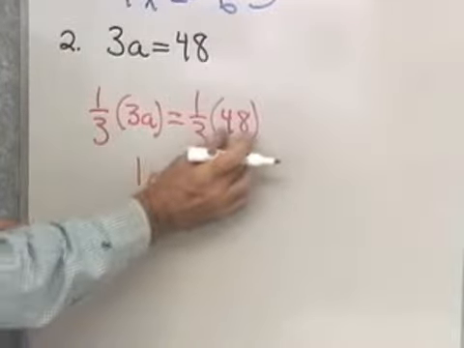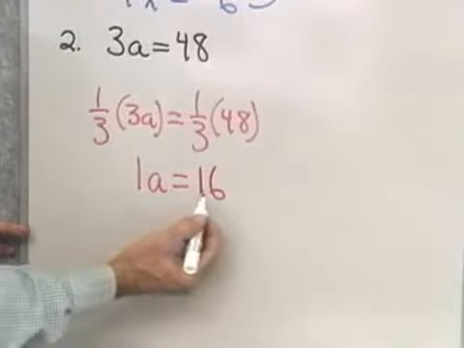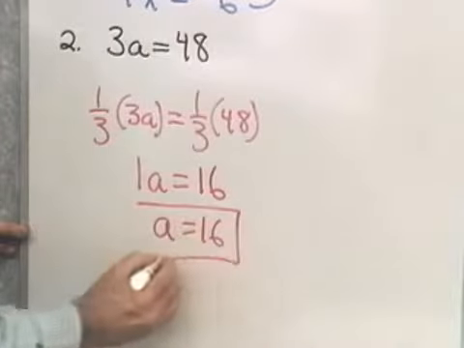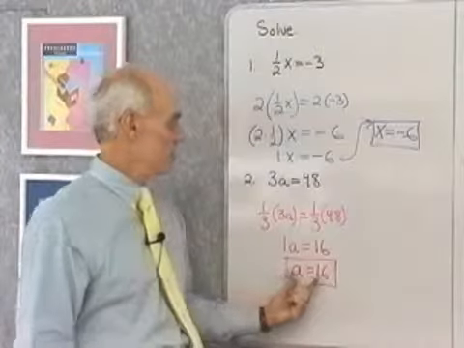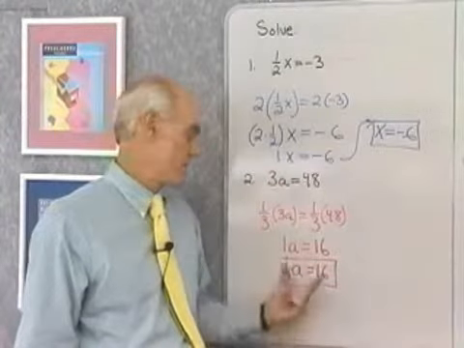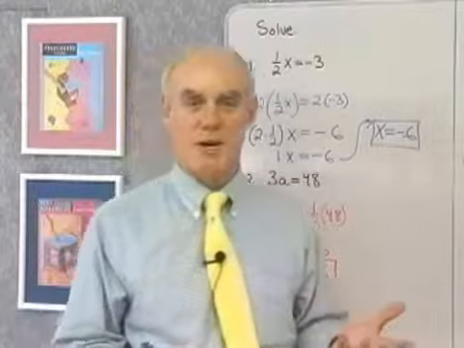1a. 1/3 of 48 is 16. And then I have 1 times a is 16, so that's the same as a is equal to 16. So there's my solution, and that's true. If I substitute 16 for a in this equation, 3 times 16 is 48, so that is the solution to that equation. I found it by using the multiplication property for equality.